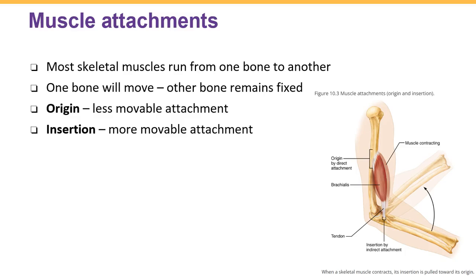Most skeletal muscles run from one bone to another, so we can actually define two muscle attachments. Muscle is attached to the bone through the tendon, which we know is a dense connective tissue. One muscle attachment will move, but the other muscle attachment remains fixed. So we can call one muscle attachment the origin and the other the insertion.